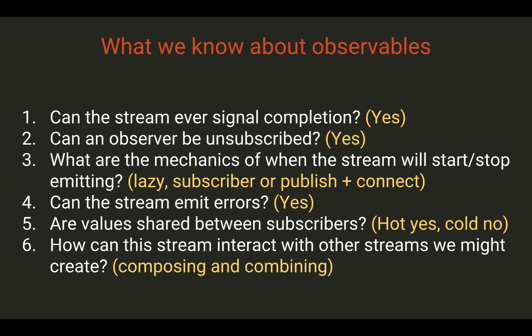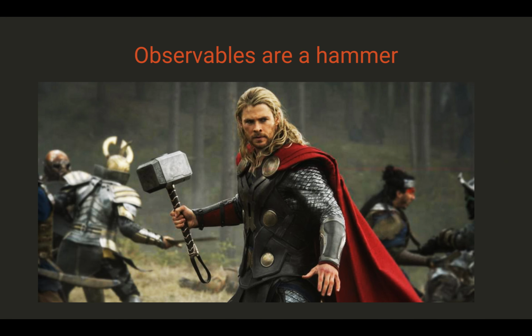What are the mechanics for when the stream will stop emitting? We know that it's lazy, and you either need a subscriber or you need to publish and connect. Can the stream emit errors? Yes, there's a separate callback for registering errors differently than getting the values. Are values shared between subscribers? Well, if the stream is hot, then yes, and if the stream is cold, then no. And how can the stream interact with other streams we might create? Well, we've seen lots of examples of composing new observables and combining different observable streams with each other.